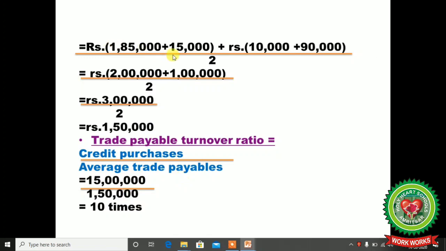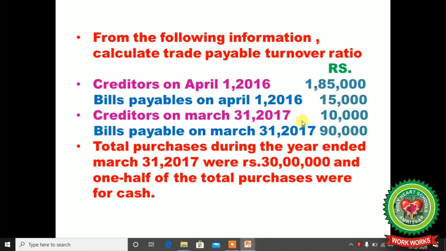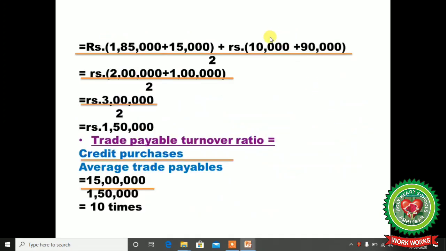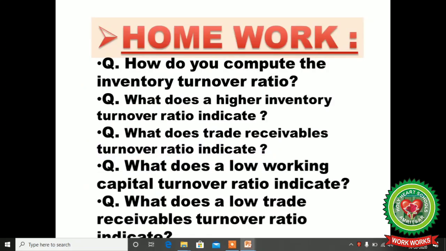Now the next part is average payables. Add the opening balance of creditors and closing balance along with the bills payable. So here, 1,85,000 opening balance of creditors and 15,000 bills payable, add the closing balance 10,000, add the 90,000 bills payable closing balance, divided by 2. So with you 1,50,000 is the average trade payable. So trade payable turnover ratio is the credit purchases divided by average trade payables. 15 lakh divided by 1,50,000 is 10 times. So your trade payables turnover ratio is 10 times. In the previous example, your receivables were 20 times, and here trade payables are 10 times. So if you compare, your receivable ratio is more and your payable ratio is less.